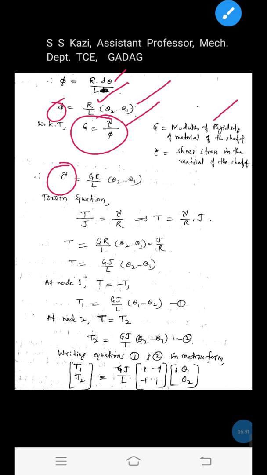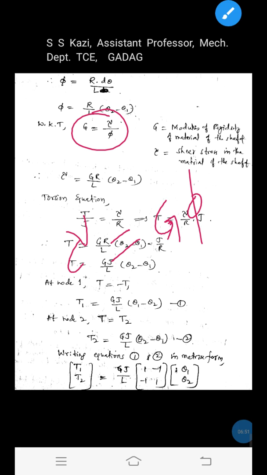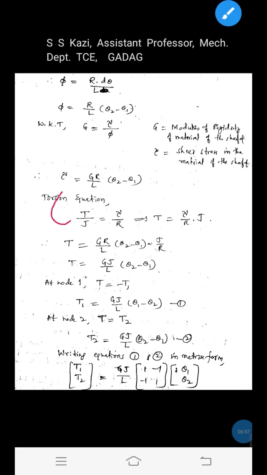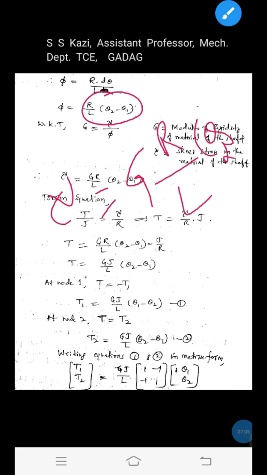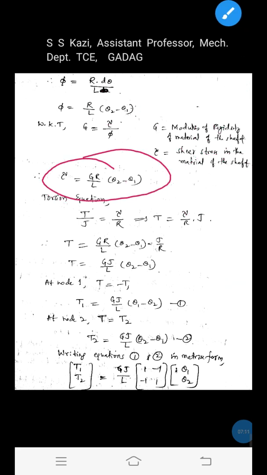Now I will substitute for phi. From the ratio of modulus of rigidity, I can write tau is equal to G into phi. I will substitute for phi from this equation into this equation. Then tau is equal to G into phi, and phi is R by L into theta 2 minus theta 1. That is, tau is equal to G R by L, theta 2 minus theta 1.